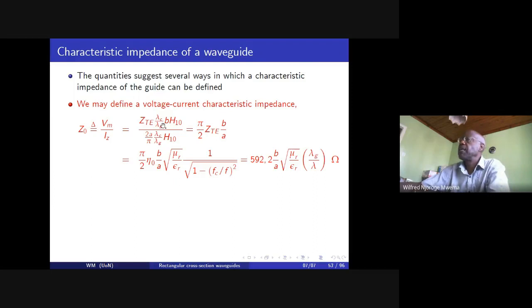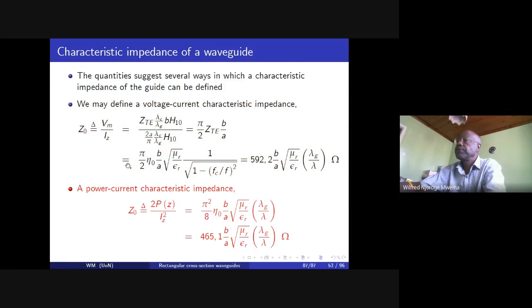And once we put in the value of Z_TE, we get a value of pi by 2 eta naught b by a multiplied by the root of the ratio between the relative permeability and the relative permittivity, and one by that. So for air guides, that is for hollow waveguides, this will of course be unity and will be dropped, and we get a value of 592.2 b by a times the guide wavelength to free medium wavelength ratio, and that will be given in ohms. Two, we can use the power and current relations to define our characteristic impedance.